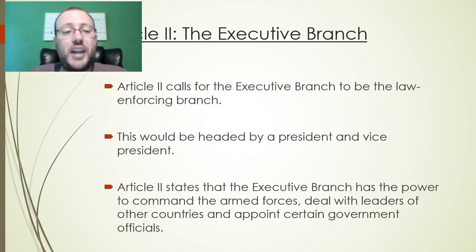Article 2 is the executive branch, which consists of the president, of course. Article 2 calls for the executive branch to be the law enforcing branch. This will be headed by a president and a vice president. Article 2 states the executive branch has the power to command the armed forces, deal with leaders of other countries, and appoint certain government officials. One of the most important government officials that the president can appoint is Supreme Court justices. And, of course, it has to be approved by Congress, but that is a very important part of the president's job.